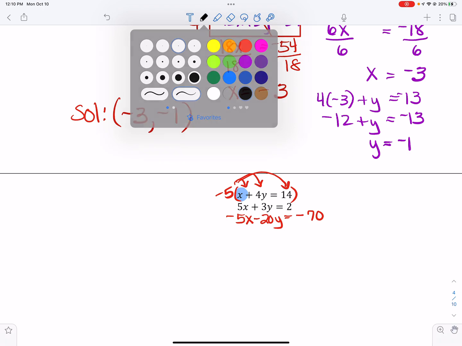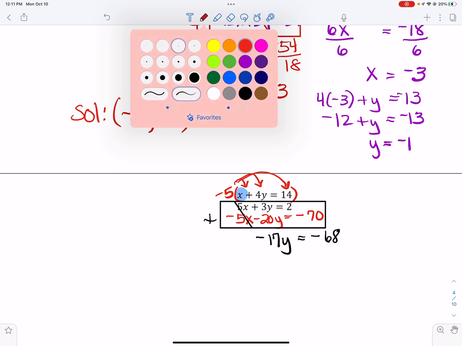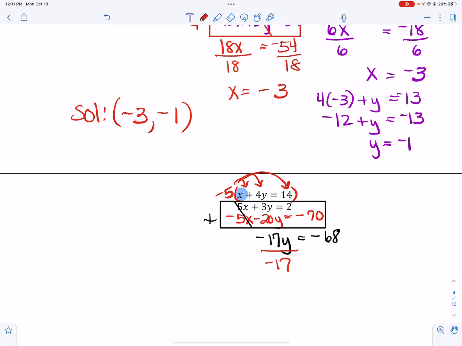And then again, I like to box up the two equations that I'm going to add. And so the x's cancel. 3y minus 20y makes negative 17y. And 2 minus 70 makes negative 68. And so then I'm going to divide by negative 17. And so y comes out to be positive 4.